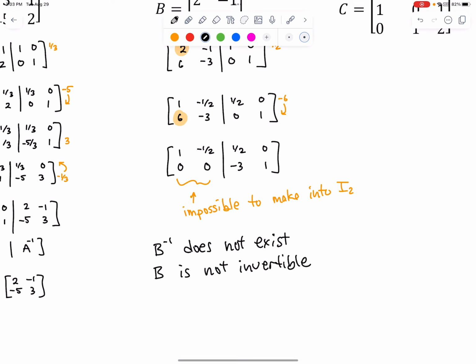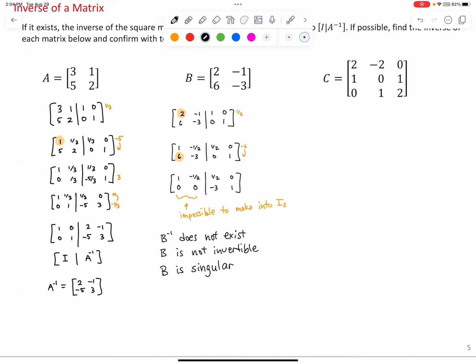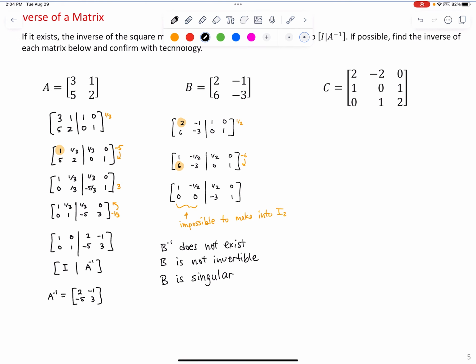And another way to say that a matrix is not invertible is to say that it is singular. A singular matrix is a matrix that has no inverse. All right, tying this back to our last page, when I tried to reduce B to reduced row echelon form, if you only focus on this left side, you'll notice it cannot reduce to the identity matrix. It's going to reduce to something else if you're just row reducing B and B alone. So B does not reduce to the identity matrix.